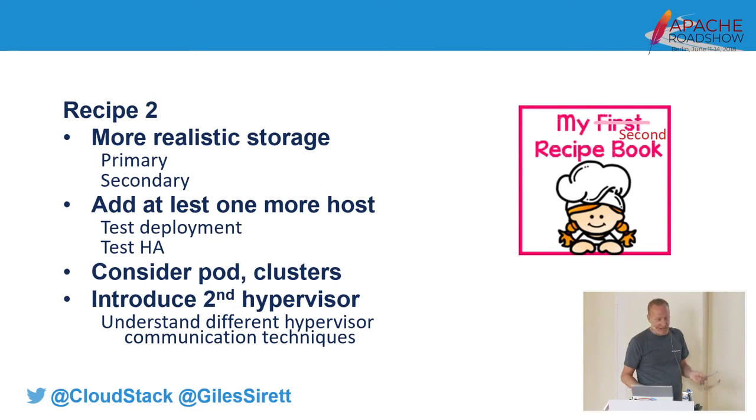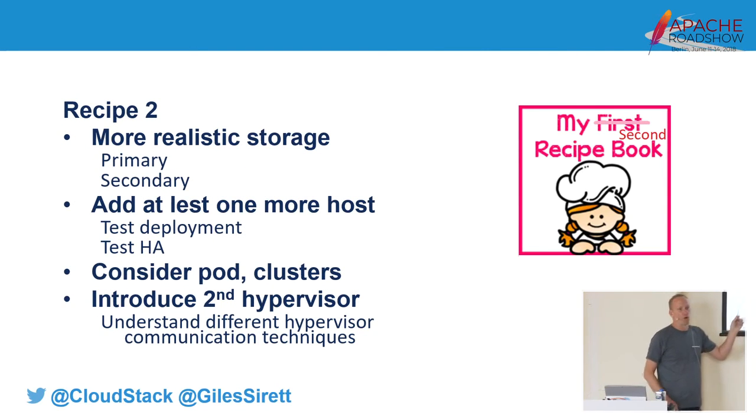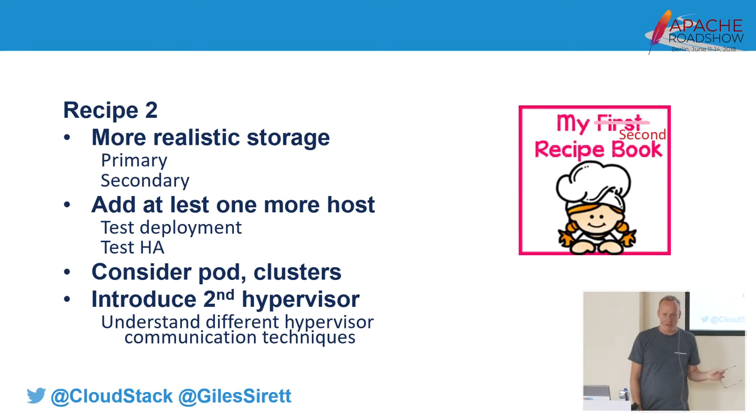And the other thing with that is that we talk to different hypervisors different ways. Because the point is CloudStack abstracts that. You just see an API. But with KVM, for example, we have an agent on the host. Okay? With VMware, we don't have an agent. We talk to it through vCenter. Okay? So we're using different communication techniques. You might want to get comfortable with how that all hangs together.